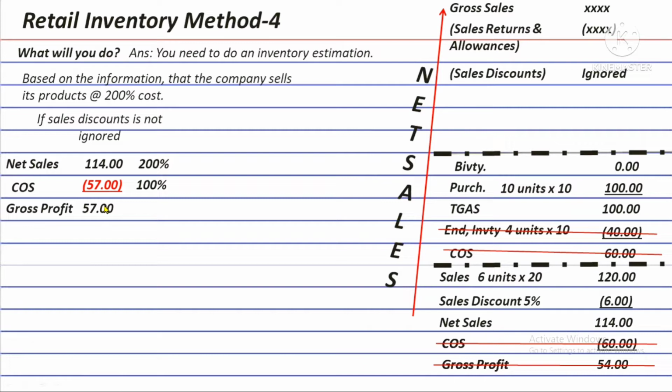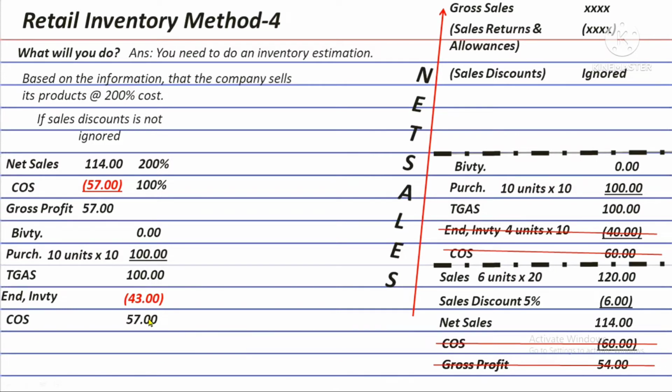Now, let's compute for the ending inventory. We have here the beginning inventory, which is still 0, plus the purchases of 100. So the total goods available for sale is 100. Since we don't know the ending inventory, let's put here the cost of sales that we have computed, which is the 57. Then this total goods available for sale of 100 minus the 57, the ending inventory will be 43, which is the result of working back. So this process is the working back.